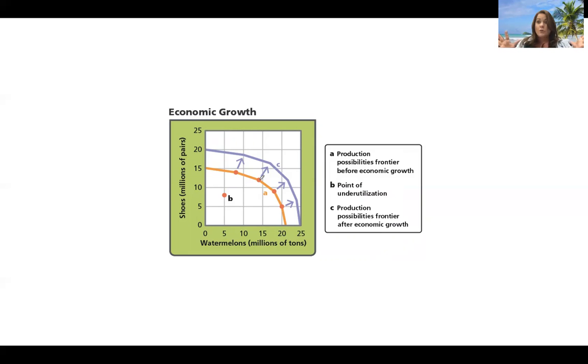Has the economy grown or has the economy shrunk? And think about that. So if the line went out, what's going to happen? The economy has grown. And look at here, boom. A, before economic growth. C, after economic growth. So this shows the economy has grown.